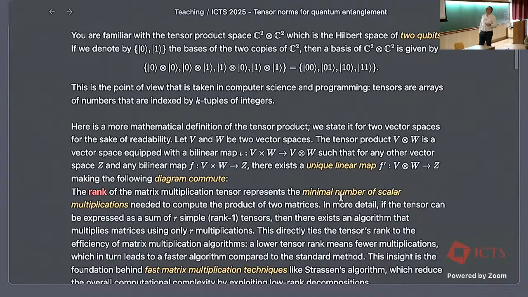So I have V and W, two vector spaces, and I'm looking at bilinear maps F from V cross W to Z, right? So these are maps which are linear in the first component and linear in the second component. And the tensor product is more or less the unique vector space, V tensor W, such that the following diagram commutes, but there is no diagram.